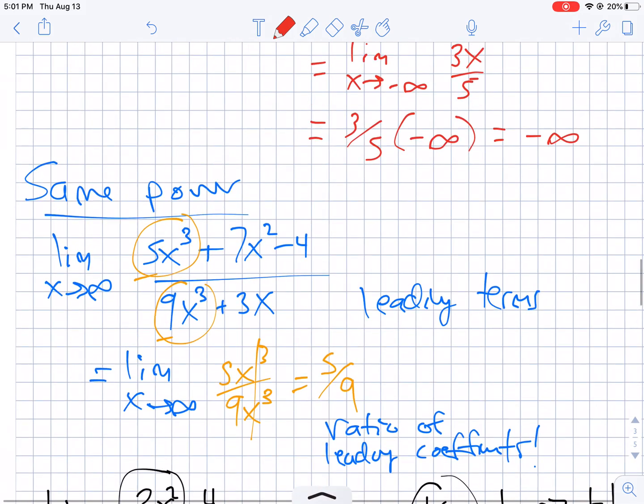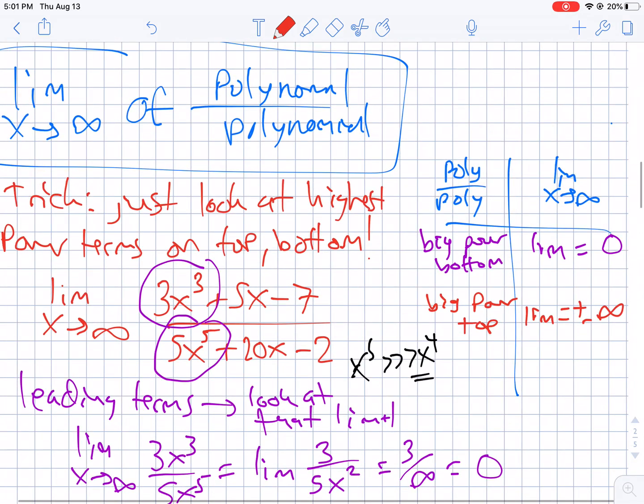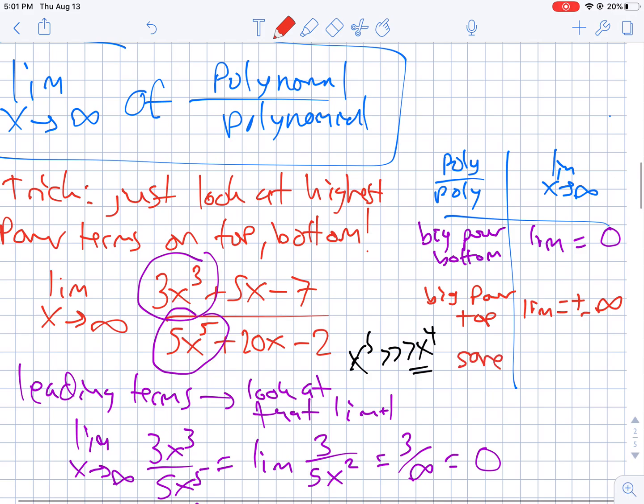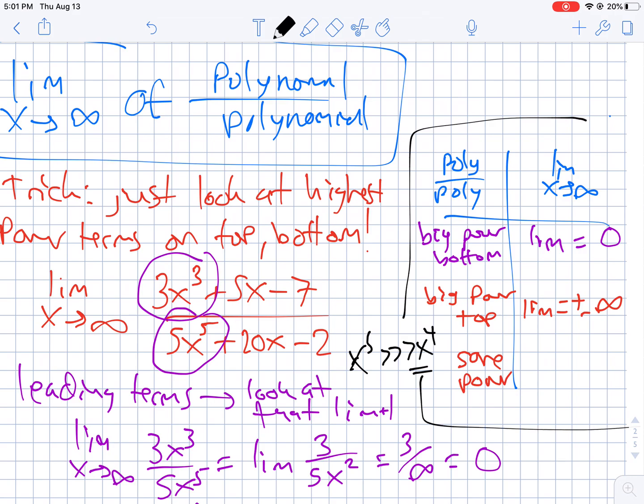All right, let's finish our table then with this last thing: if you have the same power on top and bottom in this polynomial situation, you just look at the ratio of the leading coefficients, and that'll give you this limit as you go to infinity because of this cancellation. Okay, so this leading terms trick I hope is really powerful.